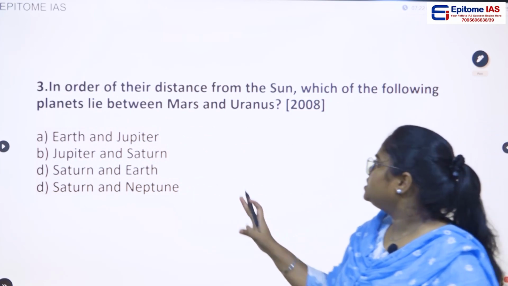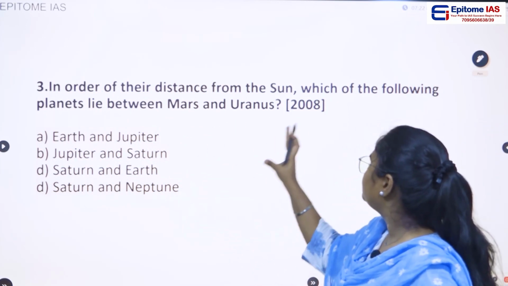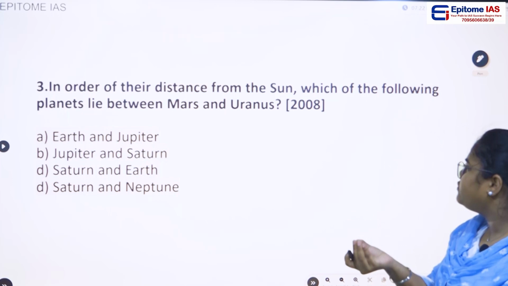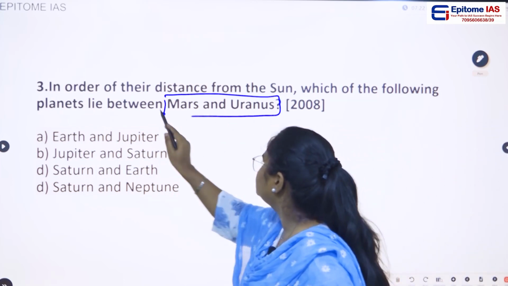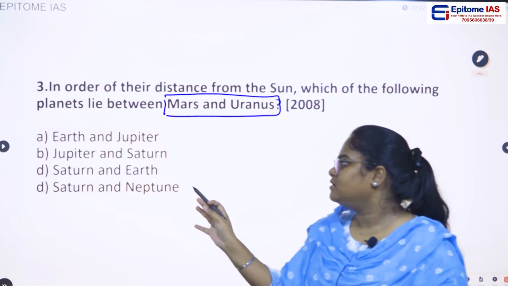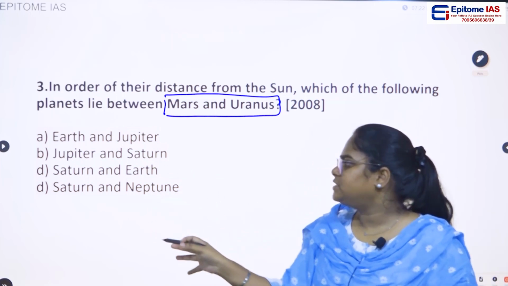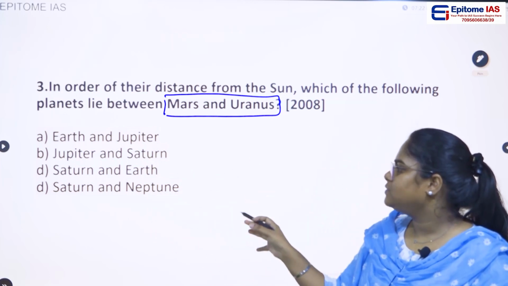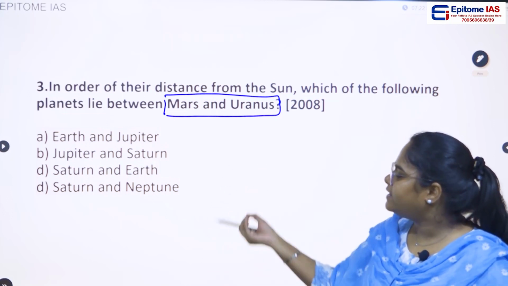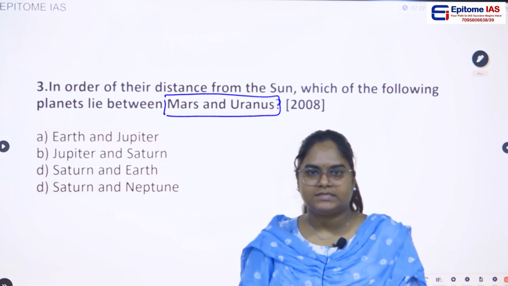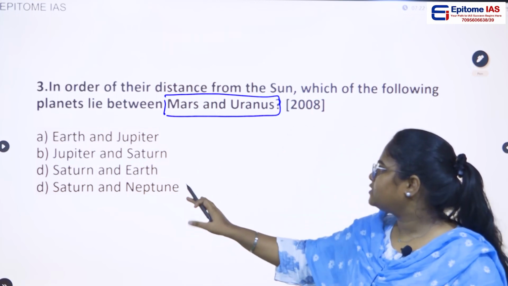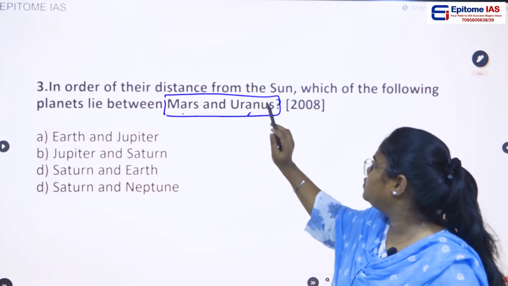The next question: in order of their distance from the sun, which of the following planets lie between Mars and Uranus? Option A, Earth and Jupiter. Option B, Jupiter and Saturn. Option C, Saturn and Earth. Option D, Saturn and Neptune. They are simply asking which planets actually lie between Mars and Uranus.